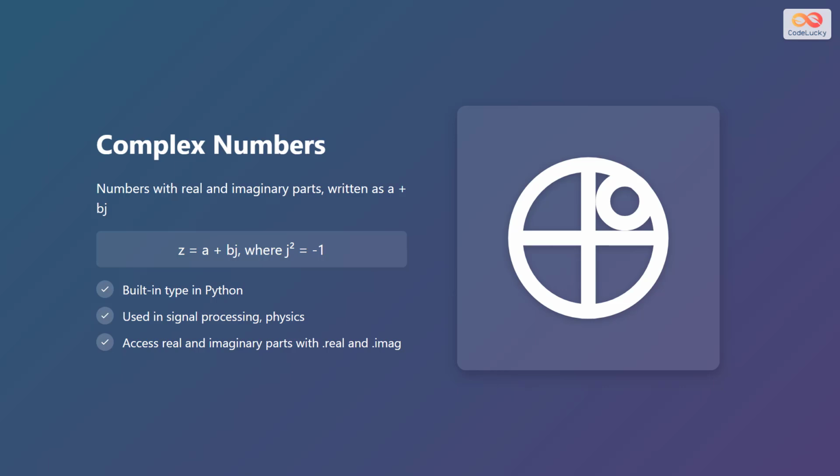Let's move on to complex numbers in Python. Complex numbers have a real part and an imaginary part, and are written in the form a plus bj, where j is the imaginary unit, and j squared equals -1. Complex numbers are a built-in type in Python, making it easy to work with them. They are commonly used in various fields, such as signal processing and physics. To access the real and imaginary parts of a complex number, we can use the .real and .imag attributes.